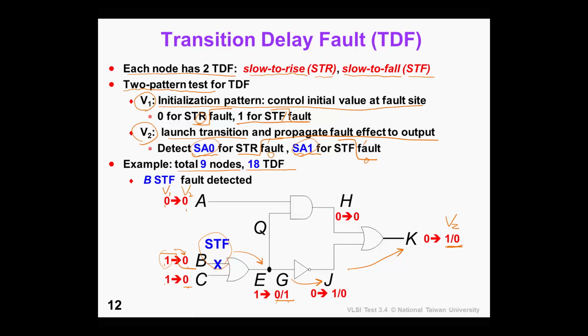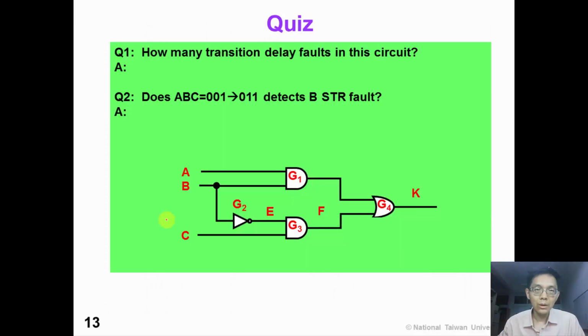At output K, in the second pattern V2, when we observe the value, the good value should be 1 and the faulty value is 0. In this way, we can detect the stuck-at-1 fault at the fault site. So we satisfy both V1 and V2 conditions. In this way, the B slow-to-fall fault is detected by this two-pattern test.